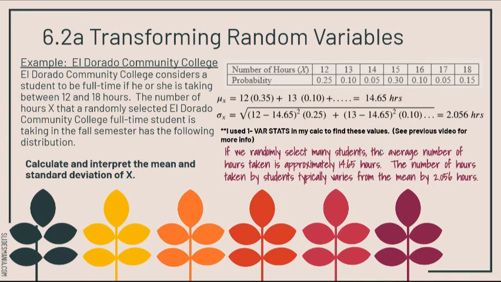So we do need to interpret it. So here's the interpretation. If we randomly select many students, the average number of hours taken is approximately 14.65 hours. The number of hours taken by students typically varies from the mean by 2.056 hours.